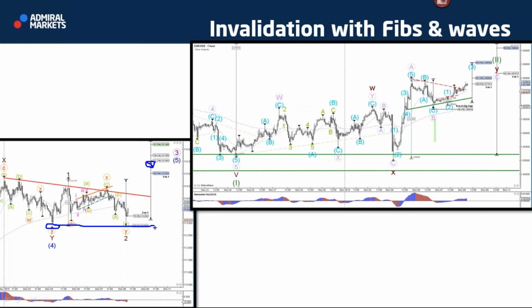But the point is that it didn't get invalidated. If it had pushed through the 100, it would have been invalidated. And candlestick patterns, for instance, at the 78.6 fib can be seen as confirmations of a bounce at that fib. All right. Another example with fibs and waves.